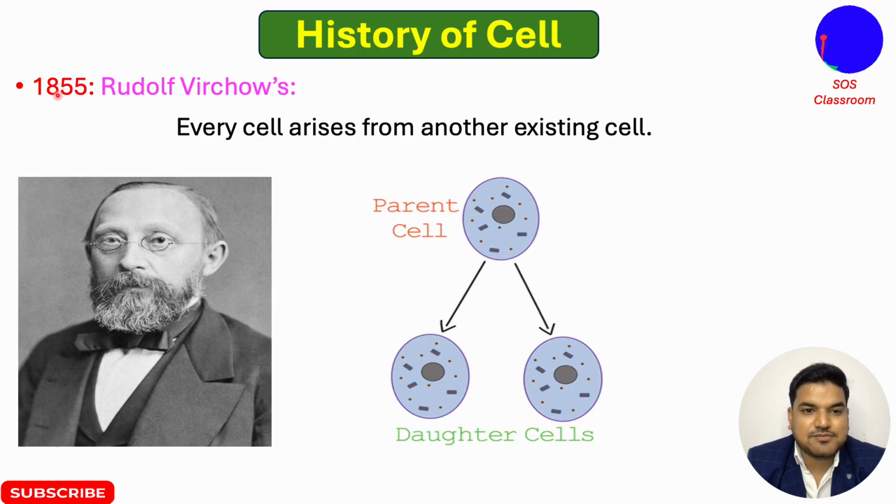Later on, in 1855, Rudolf Virchow stated that every cell arises from another existing cell. Meaning if cell division is taking place, then daughter cells are formed from the parent cells. So every cell arises from another existing cell. It is a statement given by Rudolf Virchow in 1855.